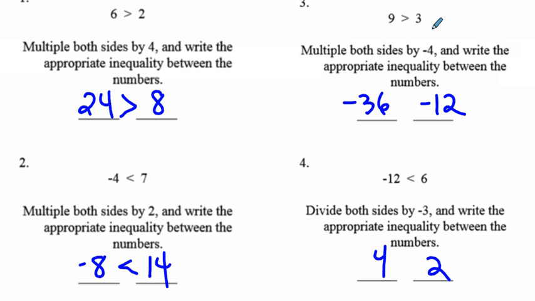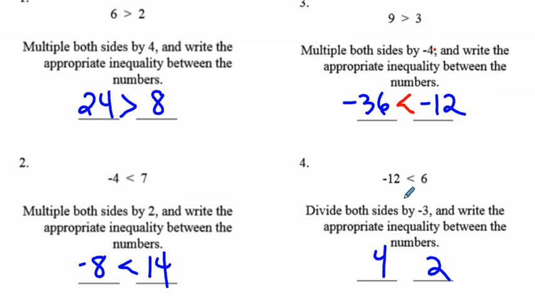Our third one, we multiply both sides by -4. So we have -36, -12. Now thinking of the number line, -36 is to the left of -12. That means it is less than -12. Notice that's the opposite of what we started with. 9 was greater than 3. But by multiplying by the -4, look how it changed the inequality in our values.